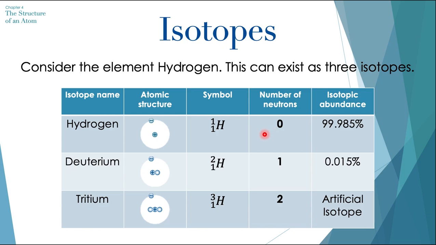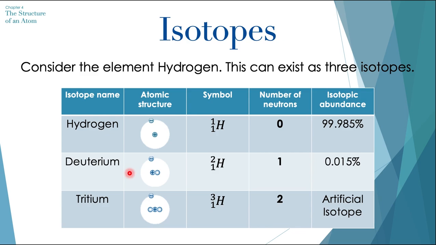The actual hydrogen atom has no neutrons, but the deuterium isotope has 1 neutron and the tritium isotope has 2 neutrons. So, the isotopic abundance of hydrogen is 99.985%, whereas for deuterium, it is 0.015%. The tritium is an artificial isotope. But now you can see the point. You can see the atomic structure of these 3 atoms as well. The hydrogen is a very simple one. It has 1 proton and 1 electron. The deuterium has 1 proton, 1 electron, and a neutron. And the tritium has 2 neutrons, 1 proton, and an electron. By artificial isotope, we mean the one which is man-made.